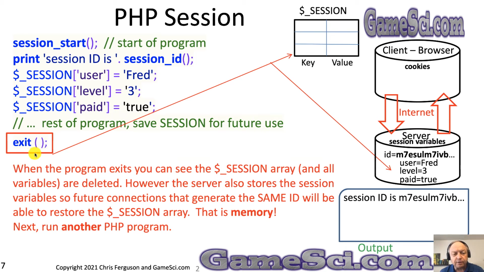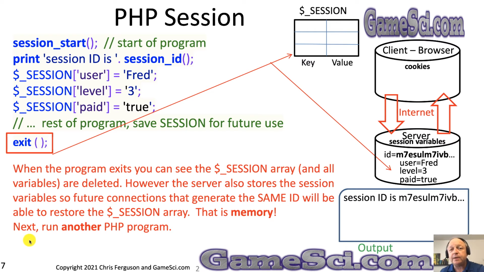Exit this particular program. When the program exits, you can see the $_SESSION array, and frankly, all variables are deleted. They're wiped from memory. Program ends, so do the variables. However, the server also stored the session variables, so future connections that generate the same ID will be able to restore the $_SESSION array. That is memory, folks.